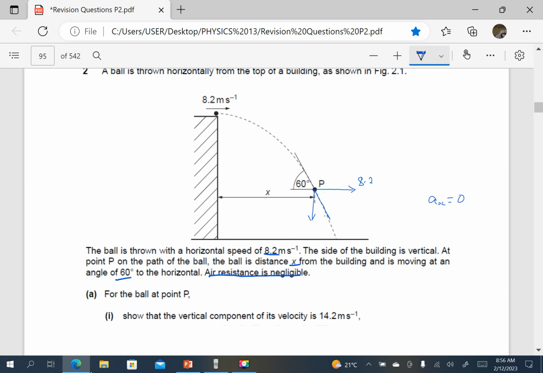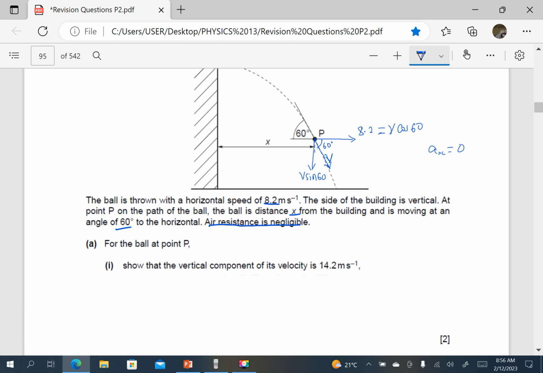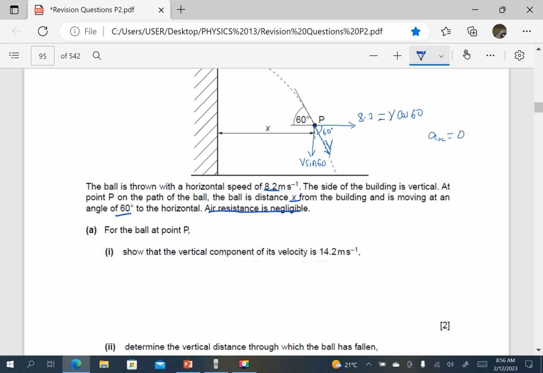But if we resolve this velocity, let me call this V. Resolving V in the horizontal, this angle here is also 60 degrees, just like the other one. If we resolve V in the horizontal, it gives us V cos 60. If we resolve V in the vertical, it will give us V sine 60. So having resolved, now we can look at the question, so that the vertical component of its velocity is 14.2 meters per second.